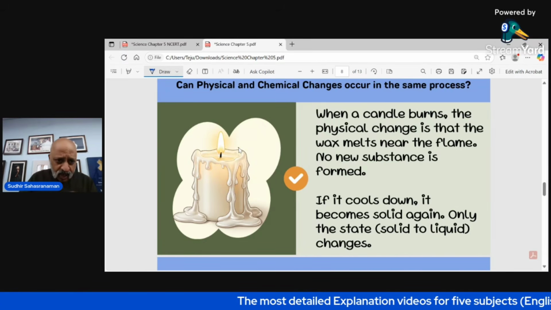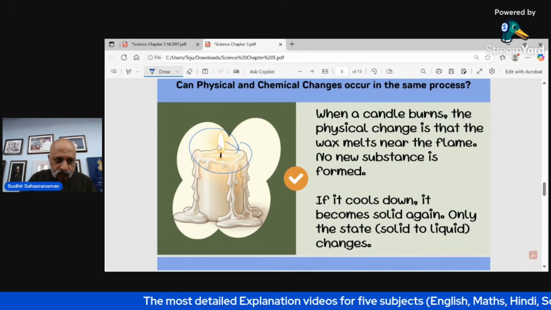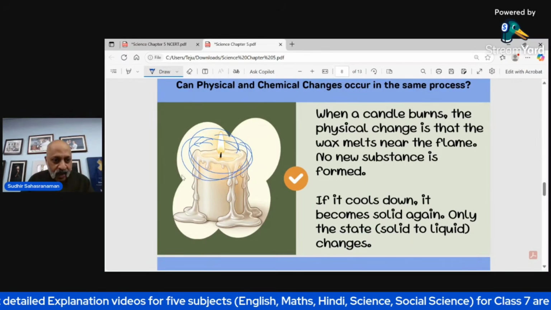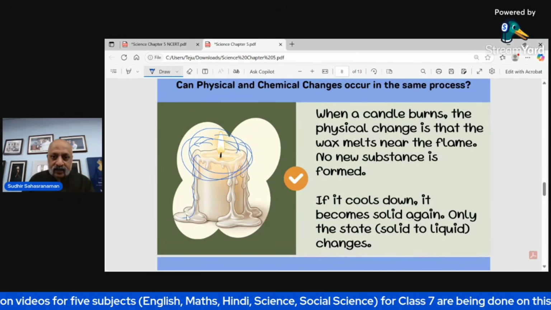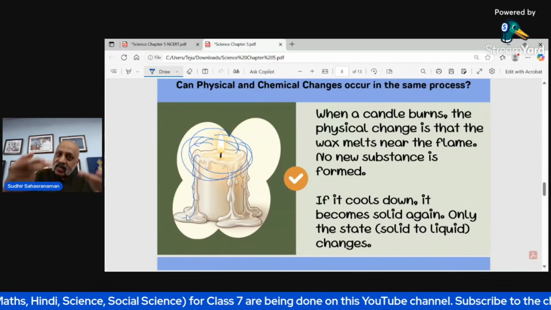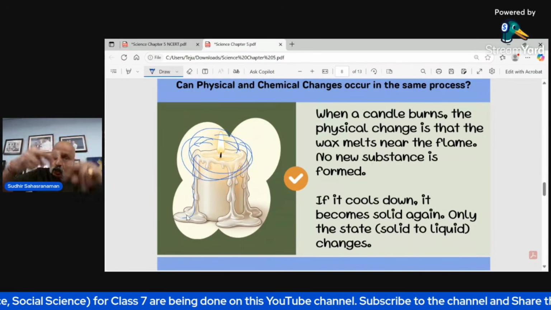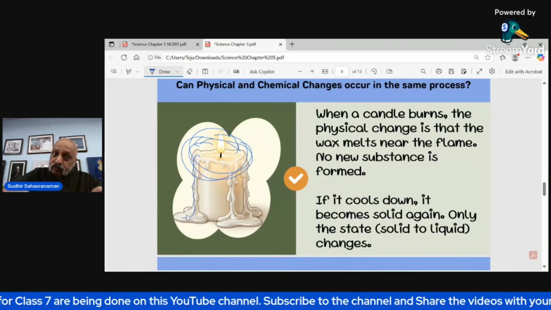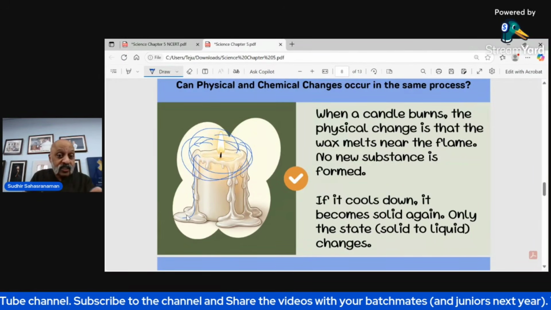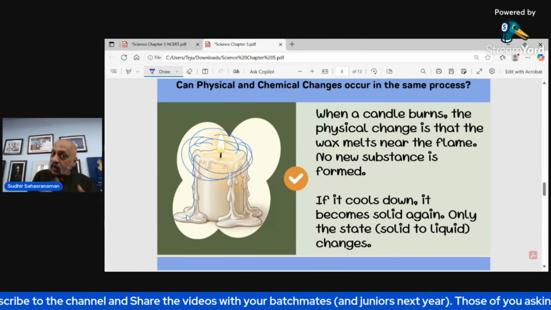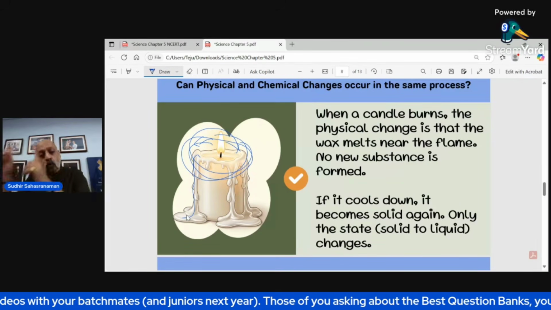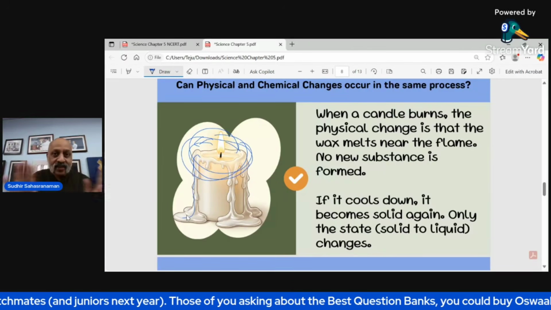The wax which is around the flame, because of the heat of the fire, starts melting and keeps going down like that, right? There is no new substance which is being formed. Wax is turning from a solid to liquid, and it will again solidify and become solid again, though in a slightly different shape. That's what is a physical change, right? If it cools down, it becomes solid again. Only the state, solid to liquid to solid, changes. That's all. Nothing else changes.